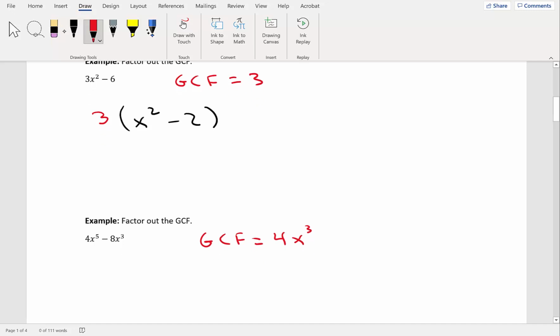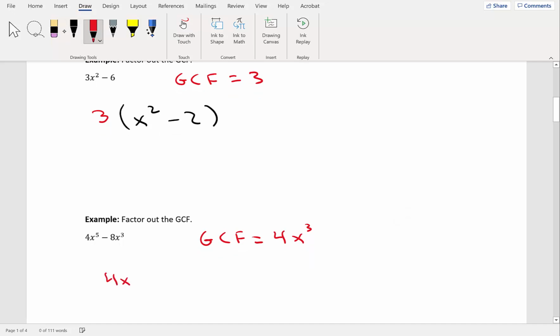Now let's go ahead and factor out that GCF. So we're going to pull that out, factor it out, put it on the outside, and then we're going to write out what's left over. So from the first term, I took out the 4 and I took out 3 of the x's. That's leaving me with x squared. Now the second term, if I factor out a 4x cubed, I'm left with 2. Remember, you can always double check by distributing. 4x cubed times x squared gives me the 4x to the 5th. 4x cubed times negative 2 gives me negative 8x cubed.